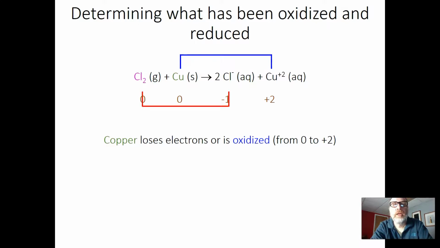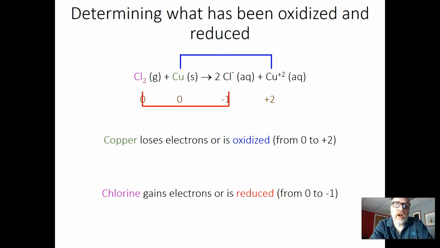Then we have chlorine. Chlorine gas goes from a 0 to a -1. Its oxidation number gets smaller or more negative. And so we would say that chlorine is gaining electrons, or it's being reduced. Its oxidation number is going from a 0 to a -1. So we know now what's oxidized, the copper, and what's reduced, the chlorine. We know that from the oxidation number.